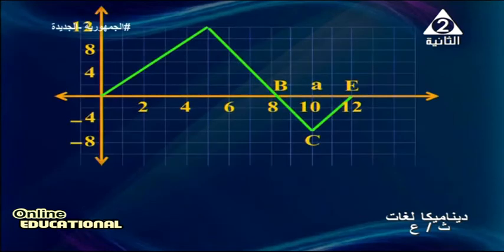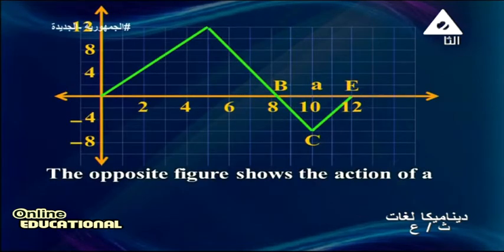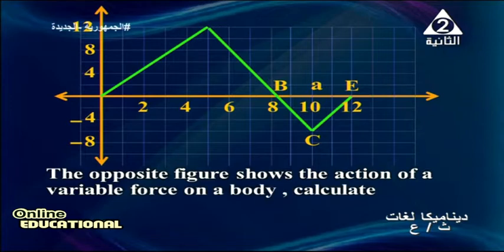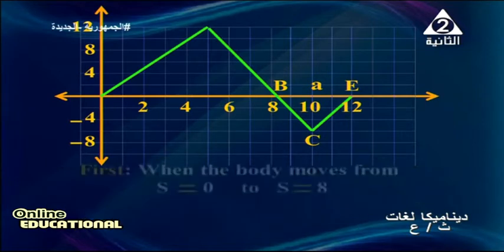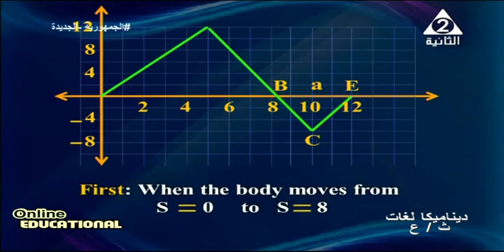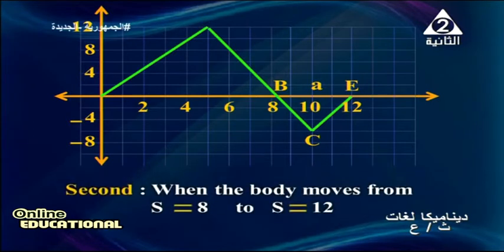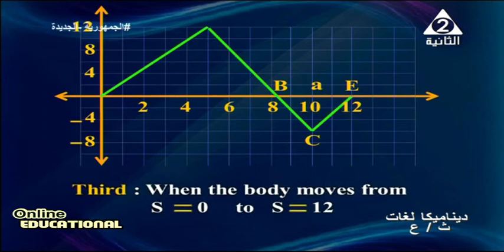Another example. The opposite figure shows the action of a variable force F on a body. Calculate the work done in erg by this force in the following cases. The first case, when the body moves from S equals 0 to S equals 8. The second case, when the body moves from S equals 8 to S equals 12. And the third case, when the body moves from S equals 0 to S equals 12.